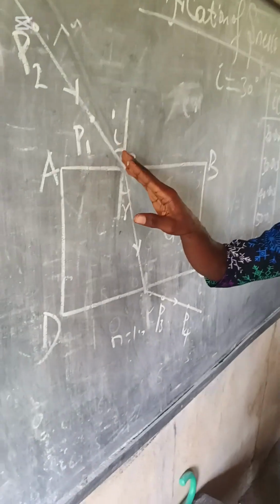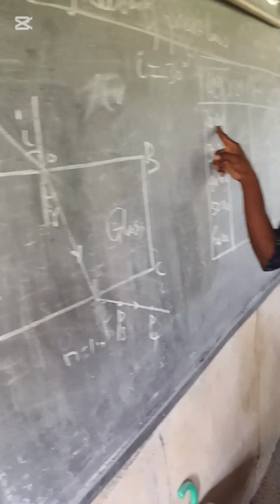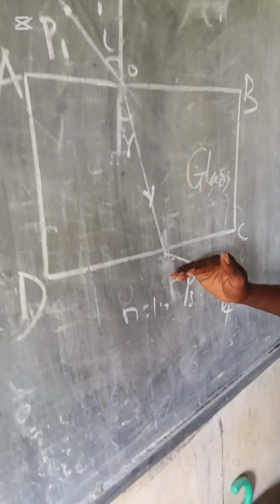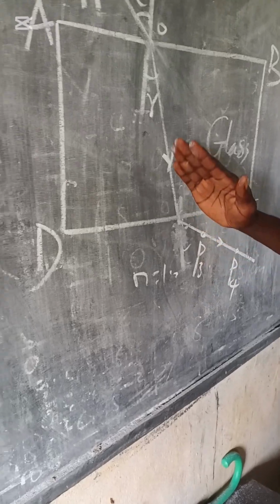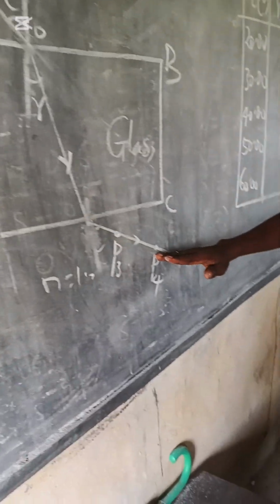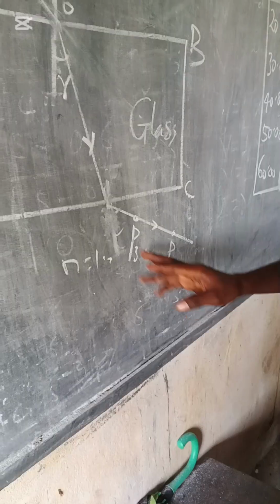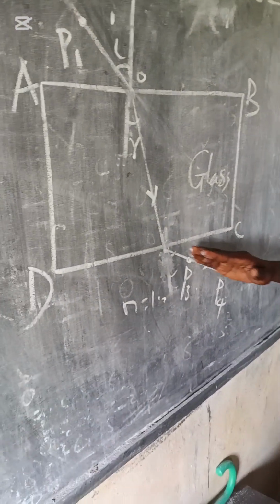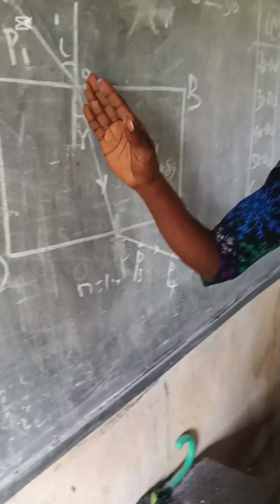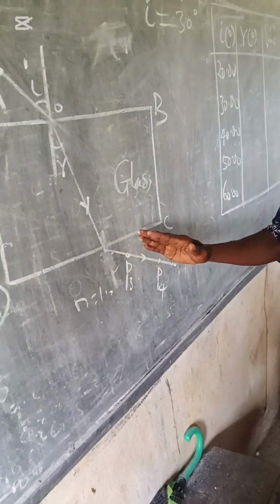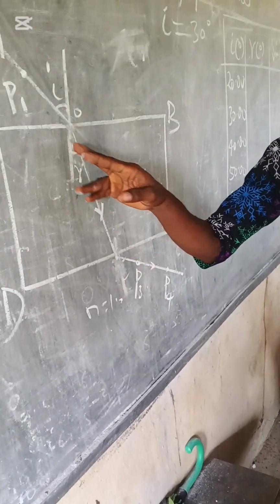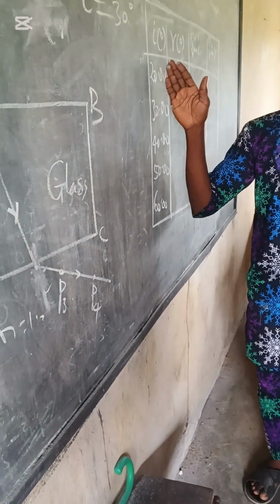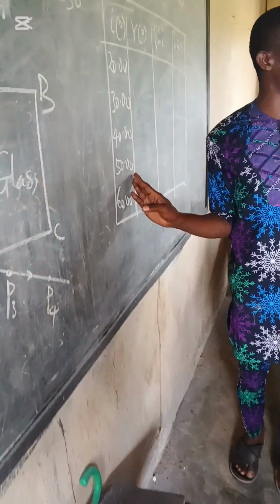We now measure the angle of incidence. Our first angle of incidence is 20. When we measure 20, we view through this point. And when we view through this point, we find where these two pins, pin 3 and pin 4, will be in a straight line with pin 1 and pin 2. So when they are in a straight line, we join these two lines to get the refracted ray, and we now measure the angle of refraction. So we are going to use the same method for various values of angle of incidence.